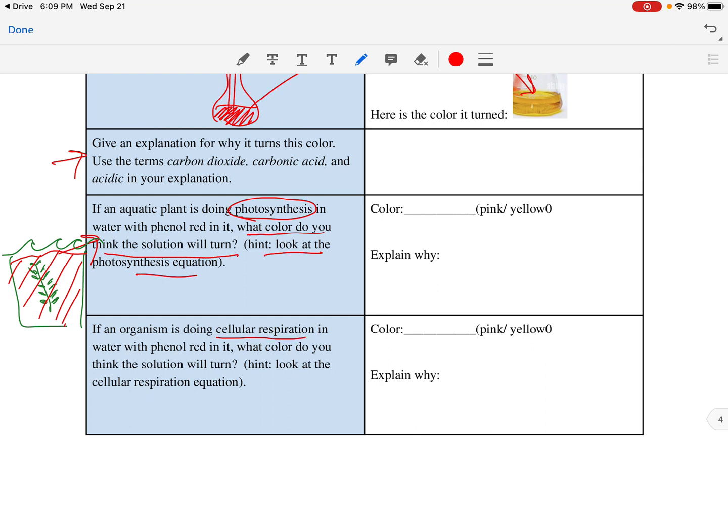Then you do another similar question. If an organism is doing cellular respiration in water with phenol red, what color do you think the solution will turn? So then you answer that question. And then we'll bring that information into part 3.